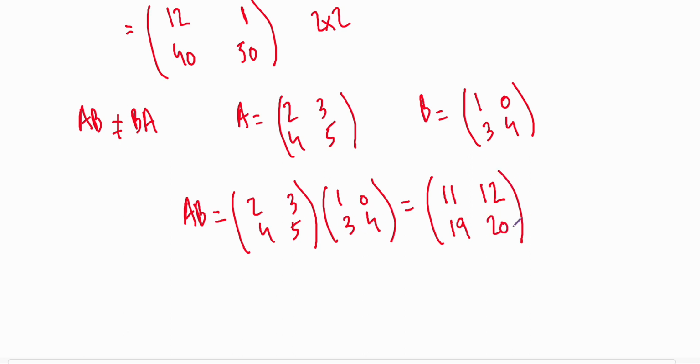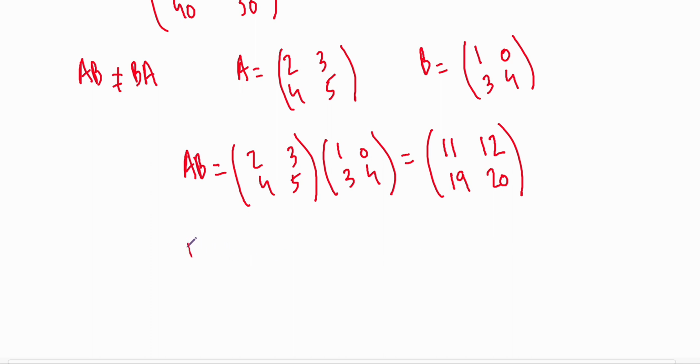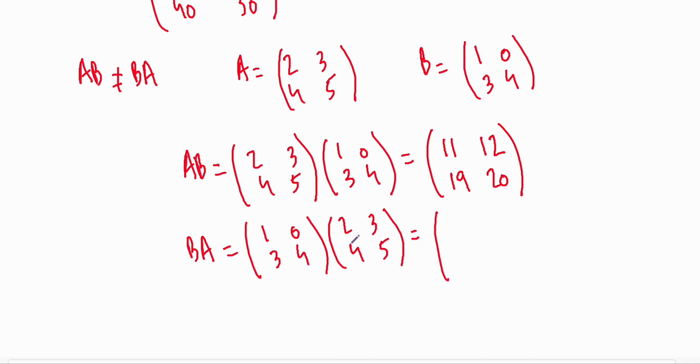So that's AB. Now what is BA? Is it going to be the same? Well, let's see. So BA is going to be, you have 1, 0, 3, and 4. And then with that, you're multiplying 2, 3, 4, and 5. So let's see if you get the same answer or not. We're probably not going to get the same answer. So we have 1 times 2 is 2, plus 0 times 4 is 0. So that's just 2. Well, we really don't have the same answer. We can see that entry is different. 11 is different from 2, so that's not going to be the same matrix.